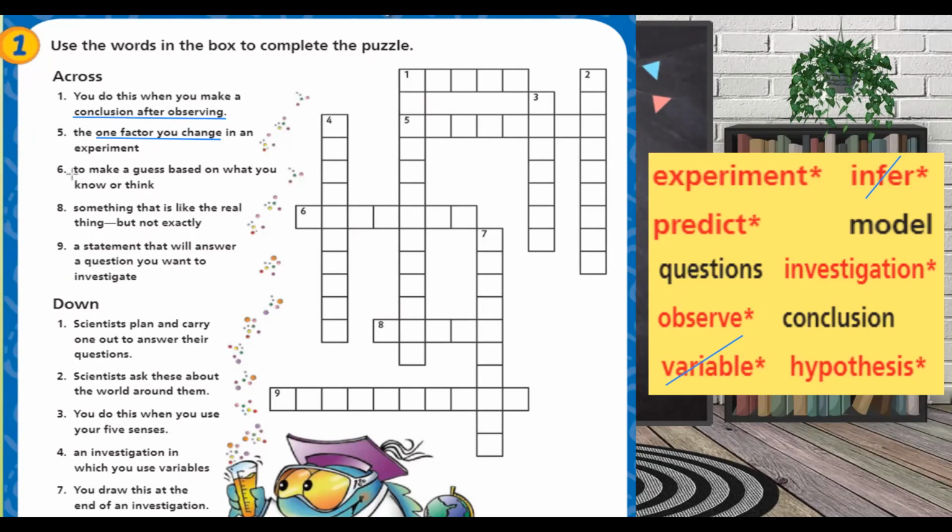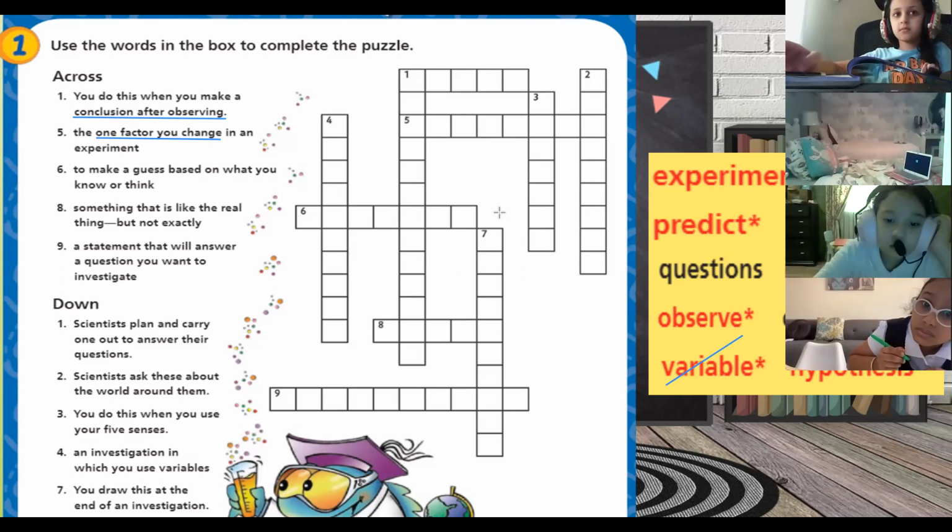Then number six, to make a guess based on what you know or think, something you think and you know. Number six. Does he have to write it later? Yes, you have to write it later. Variable and number five. Number five. Okay. Number six, to make a guess based on what you know or what you think. Hypothesize. Are you sure? Yes.